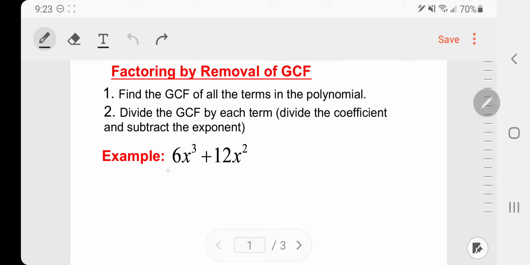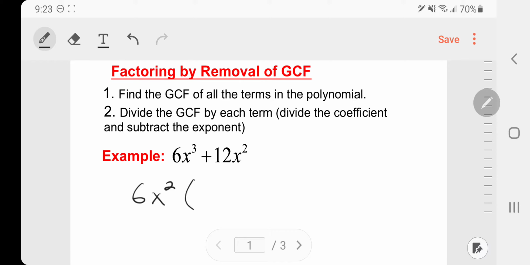Okay, so we'll look at between 6 and 12. What's a common factor between 6 and 12? We could both divide those by 6. So I'm going to go ahead and write the common factor out here. Okay, so 6, and then I have an x to the third and x squared. We're going to use the smaller of those two. So we'll go with x squared. Okay, so that would be the common factor.